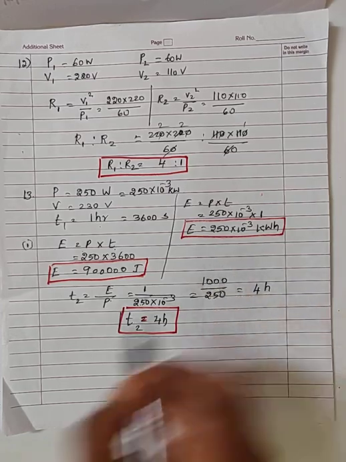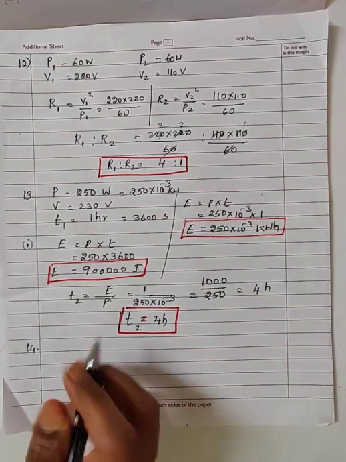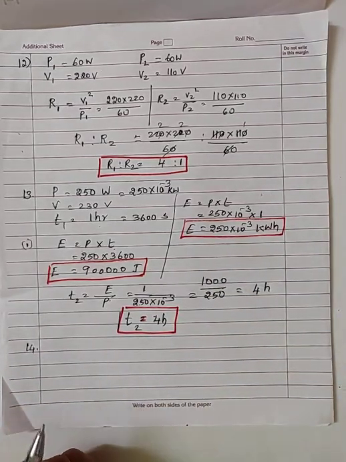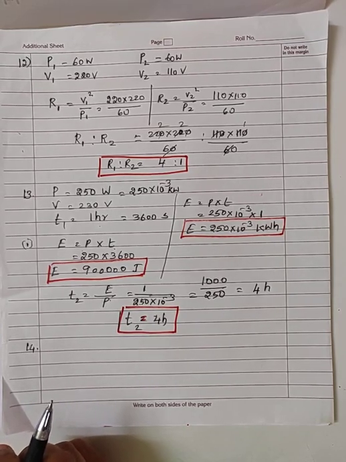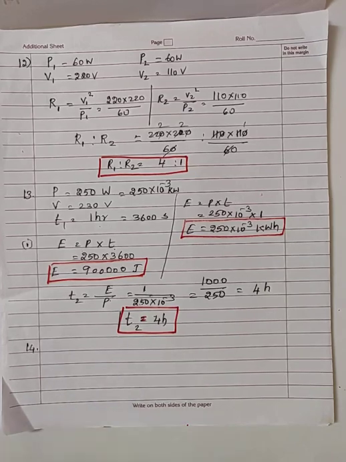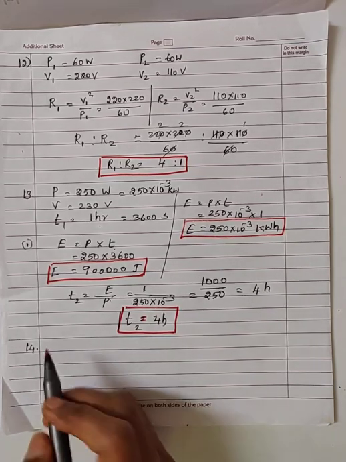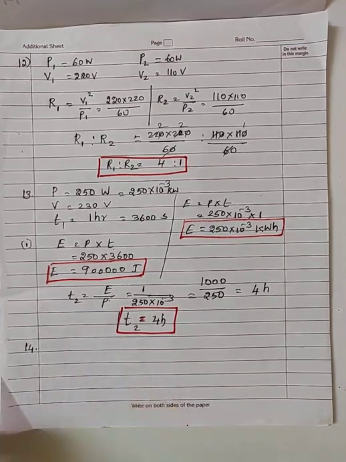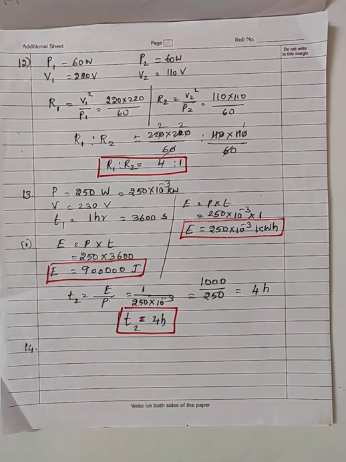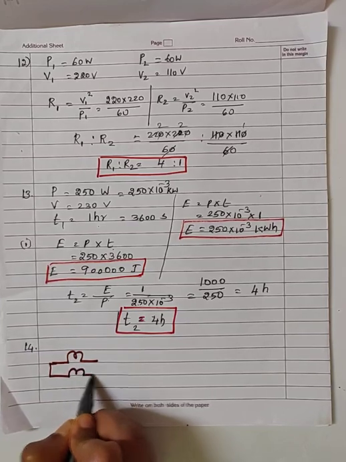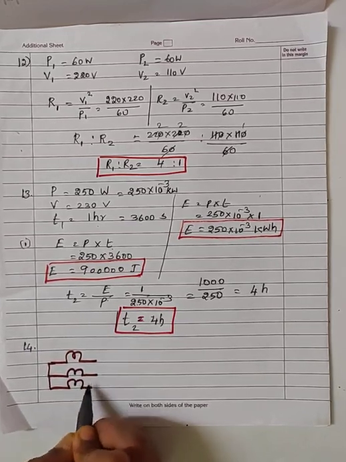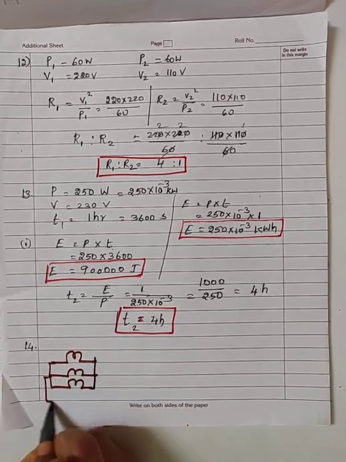Okay. Come to the 14th question. 3 heaters each rated 250 watt and 100 volt are connected in parallel to a 100 volt supply. Okay. So here I draw the diagram. 3 heaters are connected in parallel. One heater, the other second one and the third one. The 3 heaters are connected in parallel.